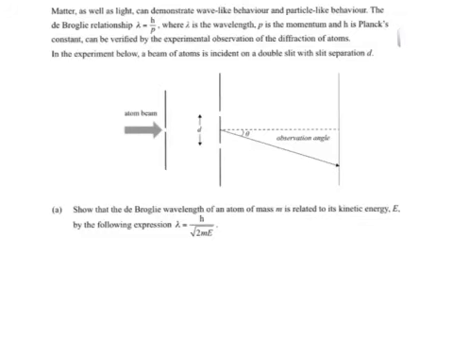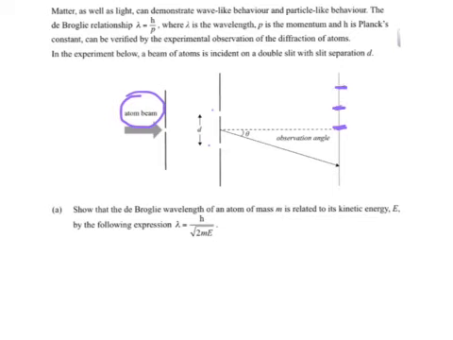So reading the question to start, matter as well as light can demonstrate wave-like behaviour and particle-like behaviour. That might surprise you to start with. What it's getting towards is that you can get these interference patterns from an atom beam. So an atom beam is being fired through a double slit. There's your two spots that it's going through, and it produces an interference pattern of fringes on the screen.